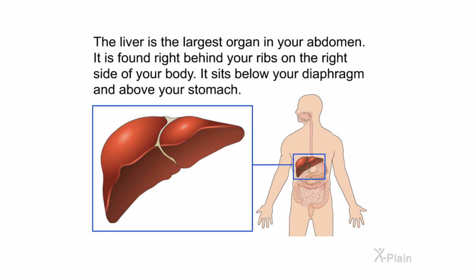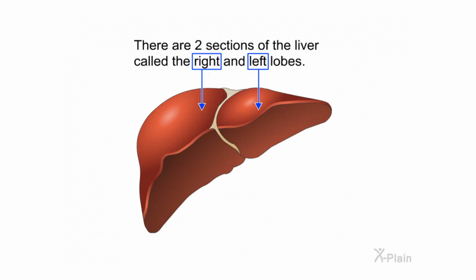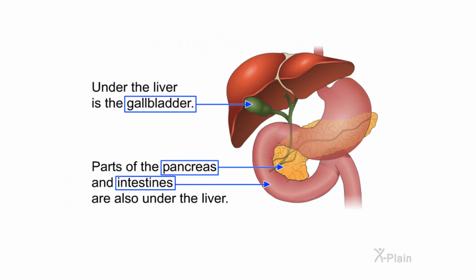Anatomy of the liver. The liver is the largest organ in your abdomen. It is found right behind your ribs on the right side of your body. It sits below your diaphragm and above your stomach. There are two sections of the liver, called the right and left lobes. Under the liver is the gallbladder. Parts of the pancreas and intestines are also under the liver.